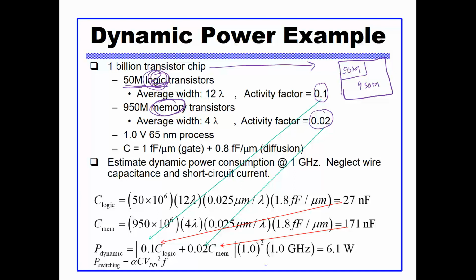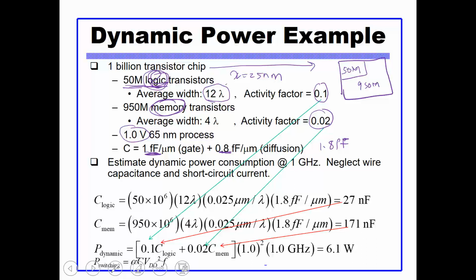Now he's telling me here that for these transistors, the average width is 12 lambdas, and since I'm doing this in my textbook, lambda equals 25 nanometer. And he's saying to assume VDD is this value, and for every micron we are going to assume 1.8 femtofarad for every micron of the gate or of the transistor. 1 femtofarad of those for gate capacitance and 1.8 for the diffusion.